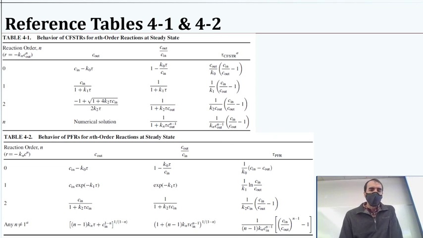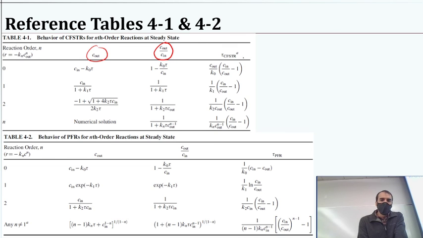And I guess that's probably big enough for you to see. So essentially, in tables 4.1 and 4.2 they've derived the rate equations or the mass balance equations for different orders, solved for different things, right? So we can solve for C, they call it C out here. We can solve for C over C naught, or we can solve for the tau. Okay, so there's three things they solved for in each of these cases.